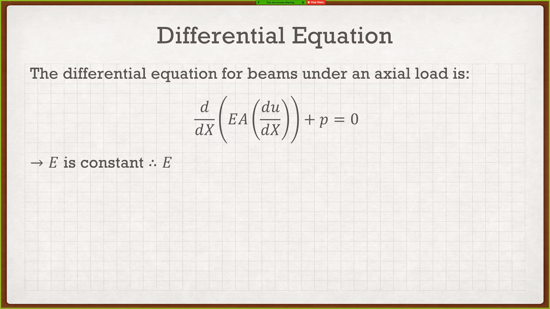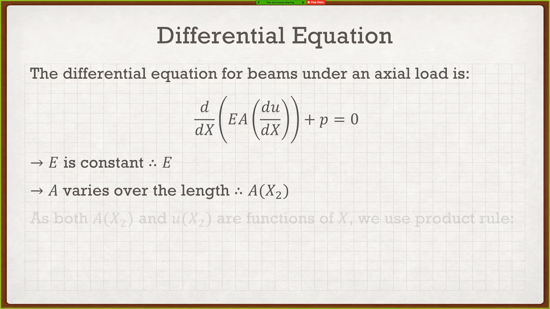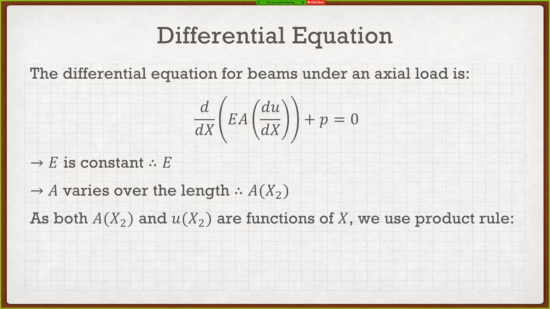Well, we're given that E is constant, which is great. That means that we don't have to really worry about it when we're taking derivatives. However, our area varies over the length of our beam. Therefore, that area will be a function of x2, and this will create a little bit of problems, as we'll see. So since both A and u are functions of x2, if we want to take the derivative of EA du/dx, we're going to have to actually apply the product rule. And that, again, that's because both our A and our u is a function of x.